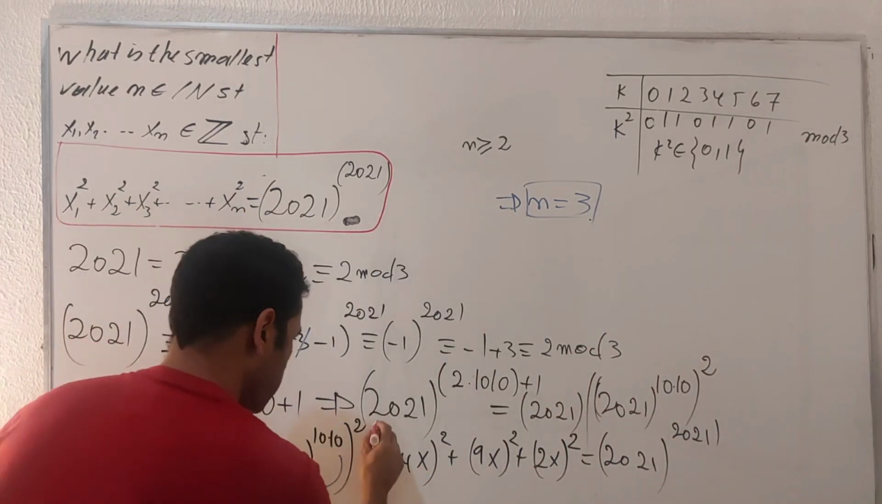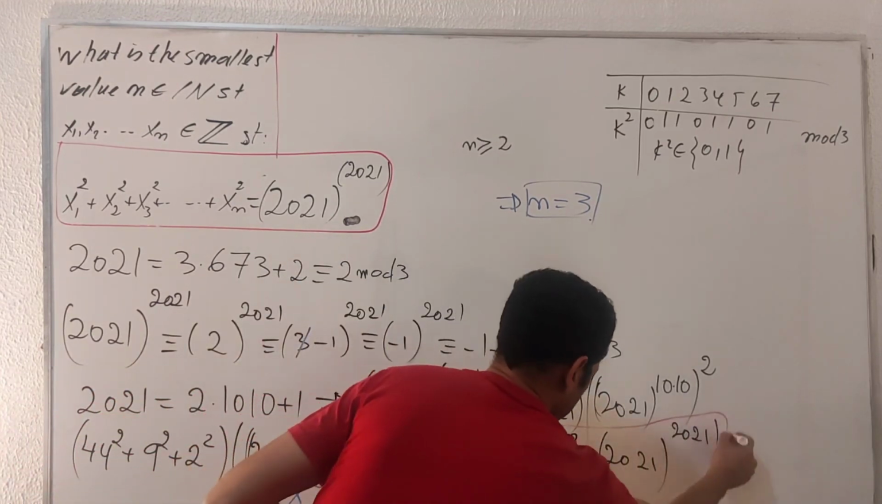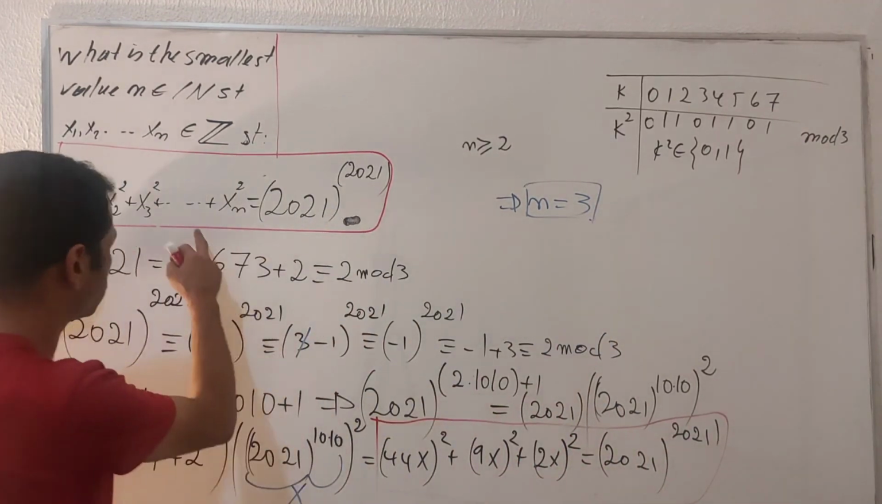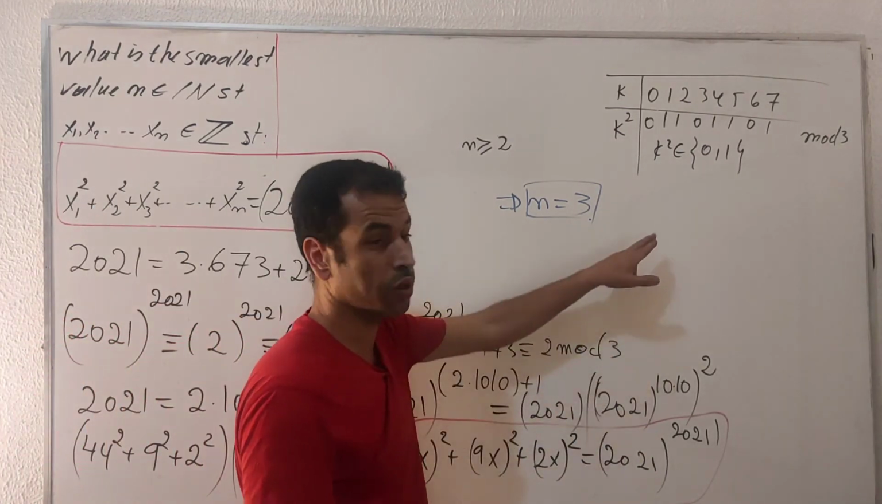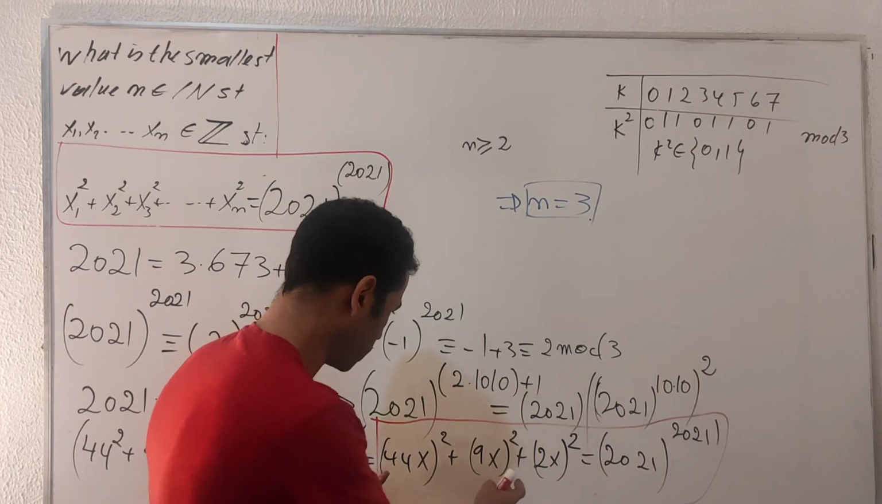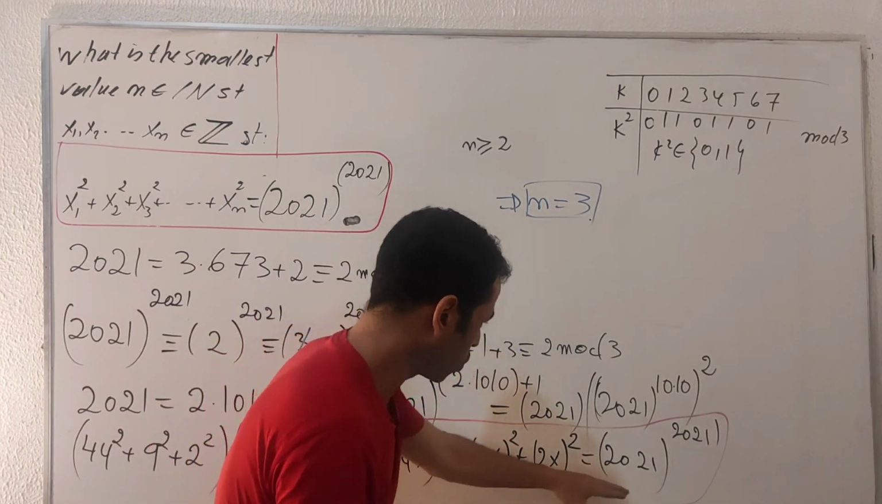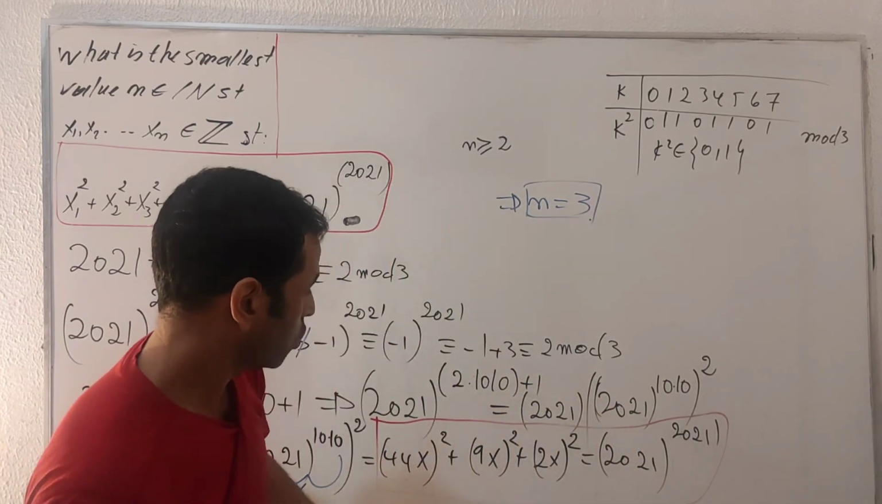So we get this expression, which is written in the sum form that we have done. Which means we have 3 squares in a sum equal to this power. So this is true.